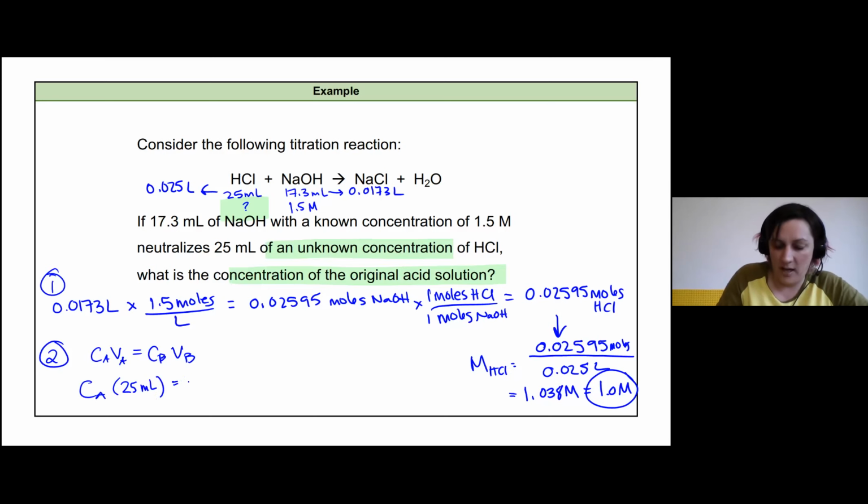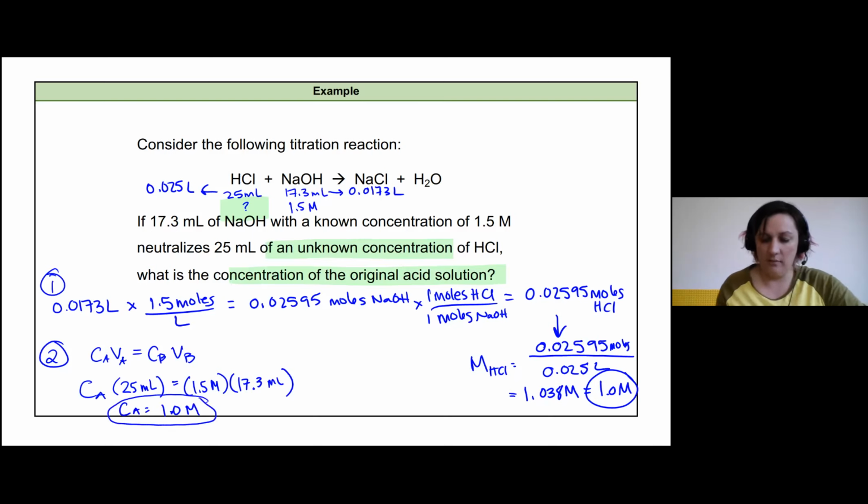And then I have my 1.5 molar times my 17.3 milliliters. If I plug that all in and solve for the concentration of acid, I'm going to get the exact same thing. There we go. And hopefully this is familiar from your first class in the Chem series. If not, hopefully this is a refresher.